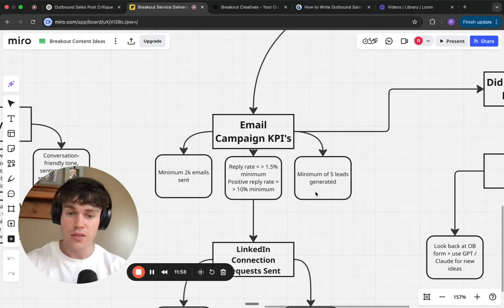But these are the three things that I would look for in every campaign that you launch. Make sure you're hitting all of these. If you're not, I would stop the campaign, go back to the drawing board, and try to figure something out that way.